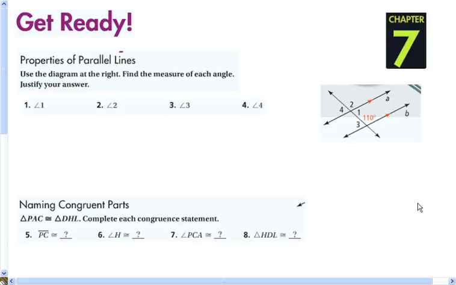Hey students, this is lesson 7.1. Our objective of this lesson is to write ratios and solve proportions.